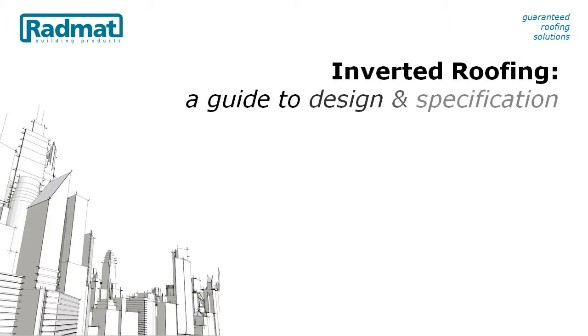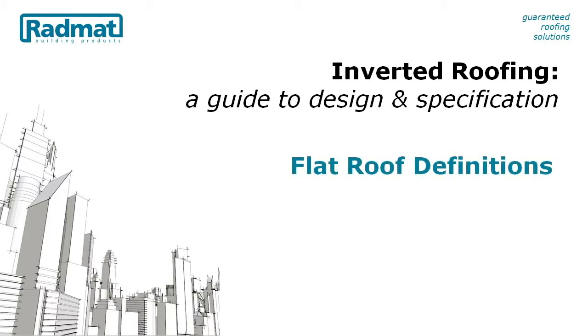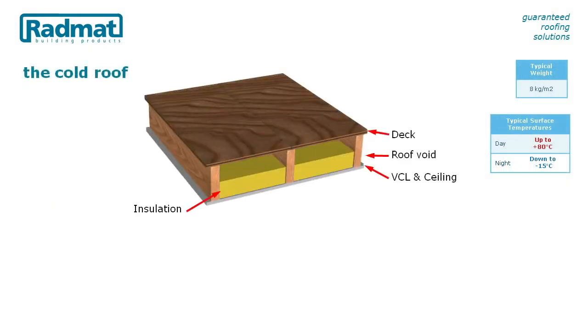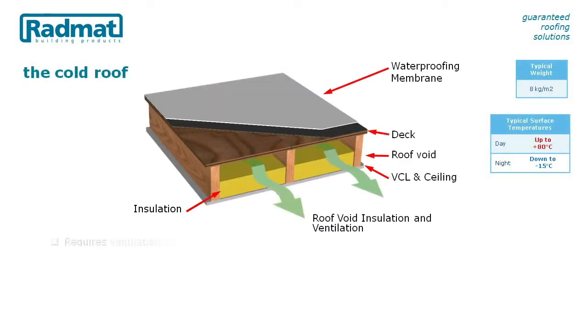To achieve these objectives, let's start with a bit of Roofing 101 and go through generic flat roof definitions so we proceed with a common understanding. A traditional cold roof has the insulation placed below the structural deck. This is very typical of timber roof construction, both flat and pitched roofs.